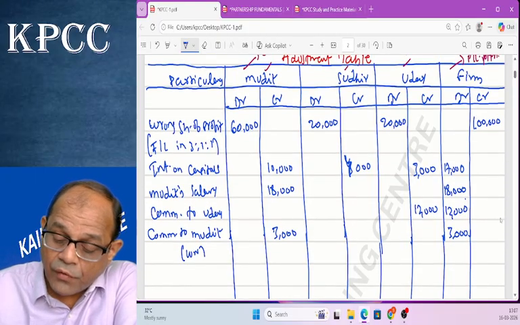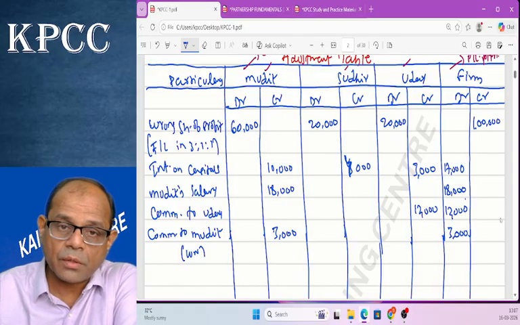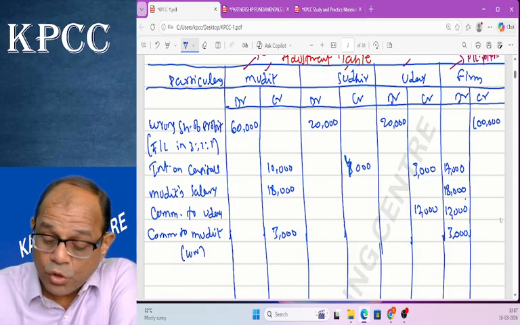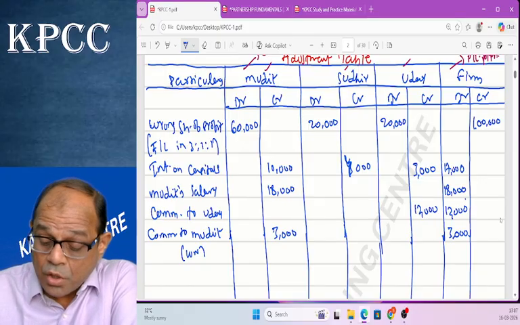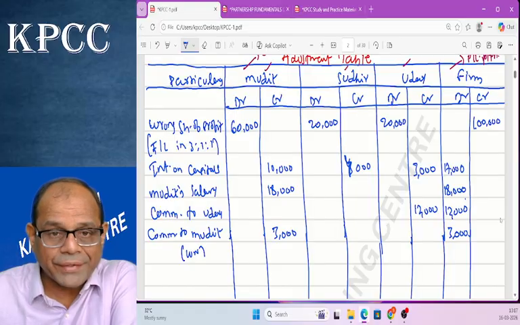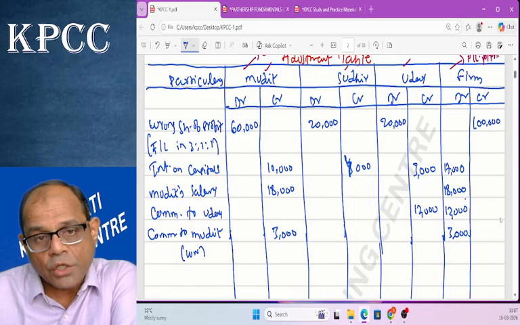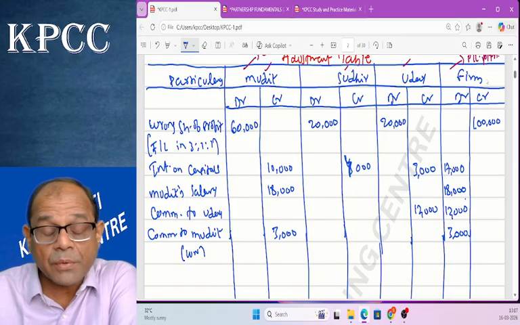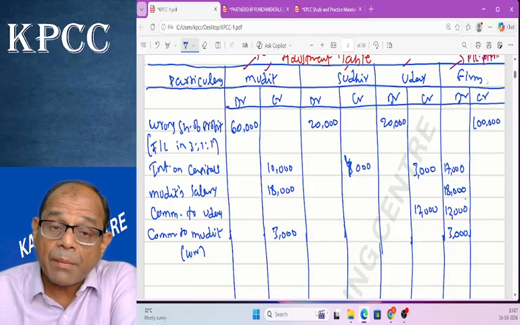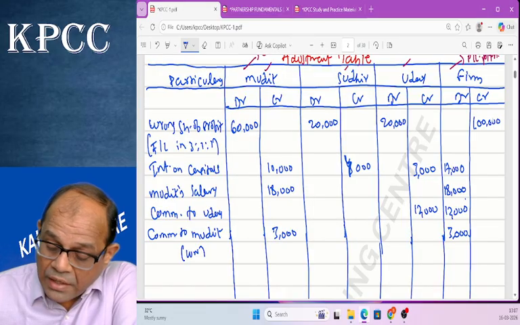Clearly, now tell me, in the firm column, which side is more? Credit column. That means appropriation account. I told you, the firm column represents the appropriation account. If appropriation credit is more, it means profit. Debit is more, it means loss. That you have to remember. If the firm column credit is more, profit. Debit is more, loss. Clearly, 1 lakh credit.